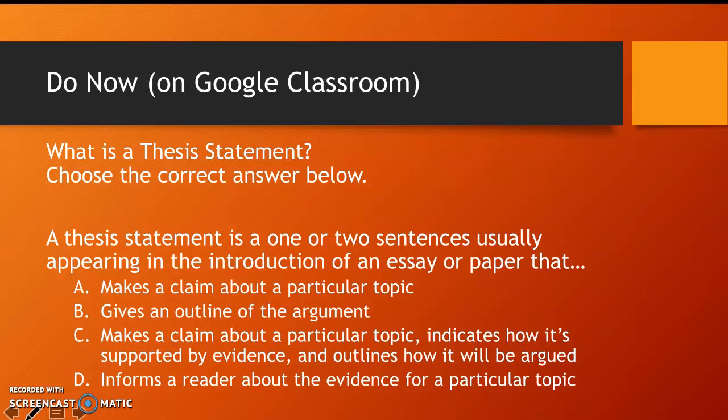Those options are A. Makes a claim about a particular topic, B. Gives an outline of the argument, C. Makes a claim about a particular topic, indicates how it's supported by evidence, and outlines how it will be argued, and D. Informs a reader about the evidence for a particular topic. Pause the video now.